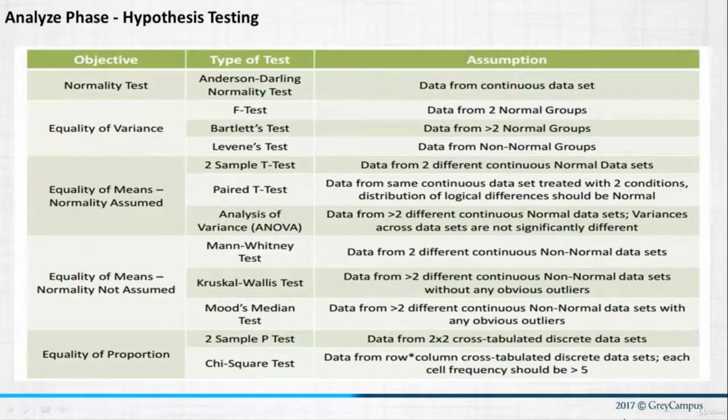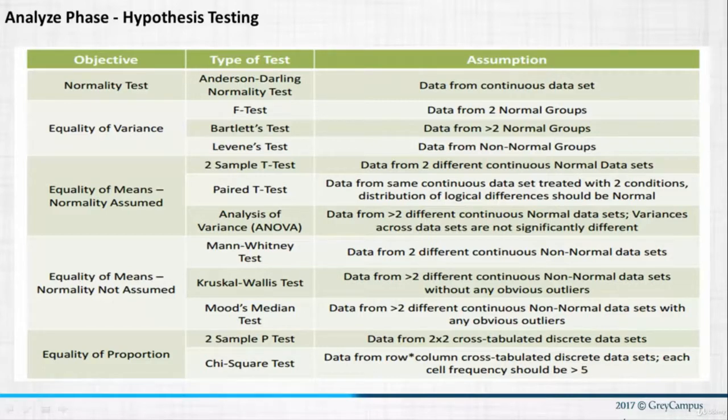Here's a chart that has most of the more popular hypothesis tests. We start off with a normality test. What we're trying to show there is our data compared to normal data, is there any difference there? The Anderson-Darling normality test is the most popular.